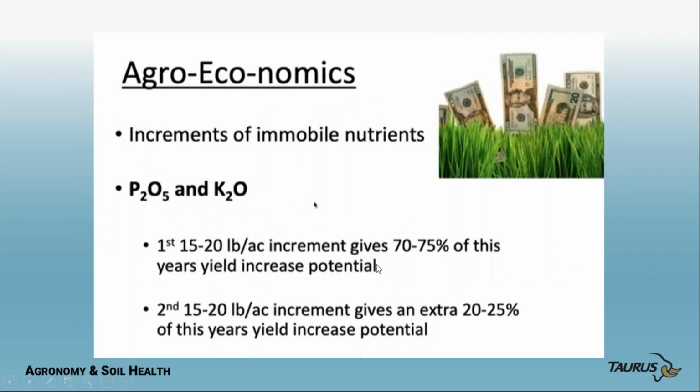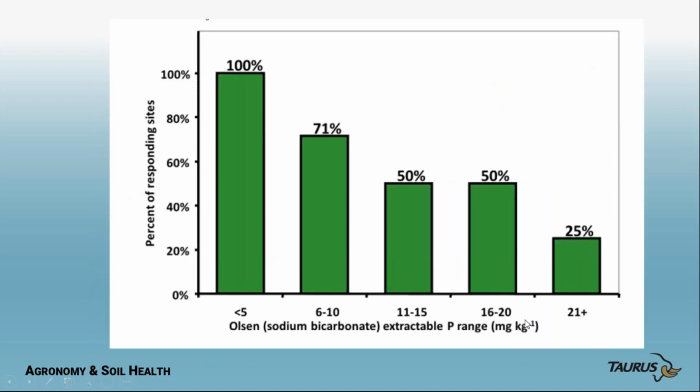Now, here's the trick. The first 15 to 20 pound increment gives you about 75% of your year's yield increase. The second 15 to 20 is only going to give you that extra 20 to 25%. So if you add your removal, say it's 50 pounds, and you add another 15 or 20 pounds, you're probably in good shape. You're going to build some and provide enough there for the season. That's the economics. I got this from Elson Solberg. So here is some stuff out of Manitoba that shows that the lower your level is, the better your chance of response, which is nothing surprising, and that's how that little graph that I showed really developed.